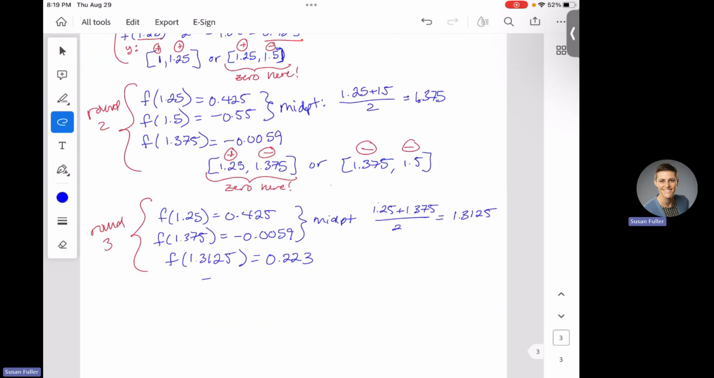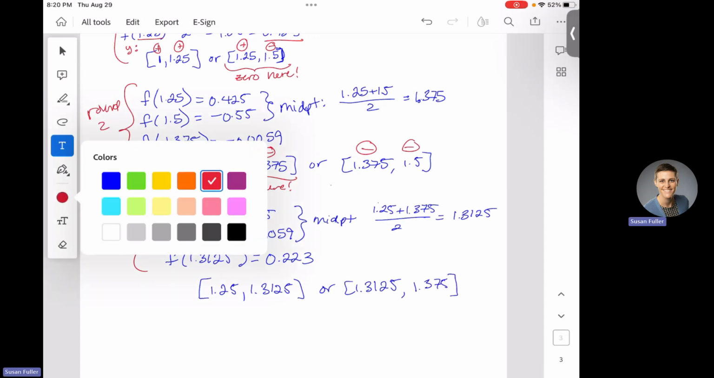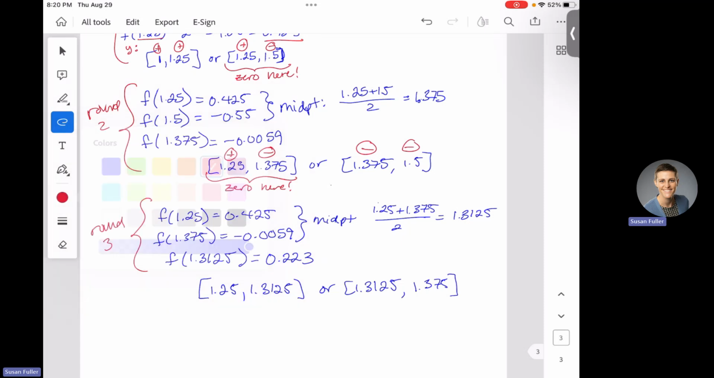And so now, where is my 0? Is it in 1.25 to 1.3125, or is it in the 1.3125 to 1.375? Oops. And again, we'll look at our y values. Here we were positive. Here we are positive, so it's not there. And again, this one was positive. The 1.375, we are negative. Here is where our 0 is.